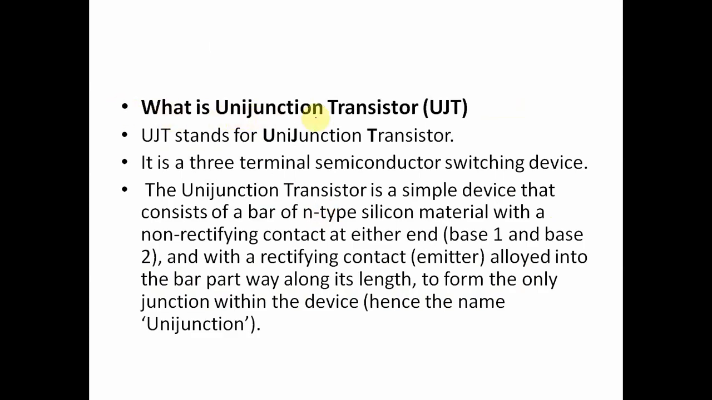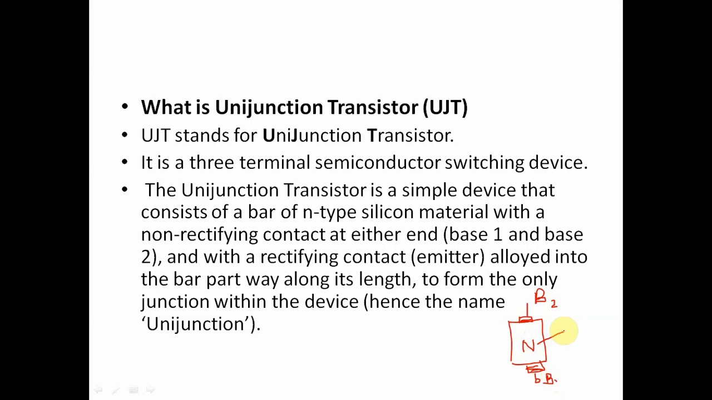Now what is a unijunction transistor? UJT stands for unijunction transistors. It is a three terminal semiconductor switching device. The unijunction transistor is a simple device that consists of an n-type silicon material. Here the ohmic contacts are present. In between is the base 2 terminal. Here is also a base 2 ohmic contact and here is the base 1. This is the n-type silicon bar.